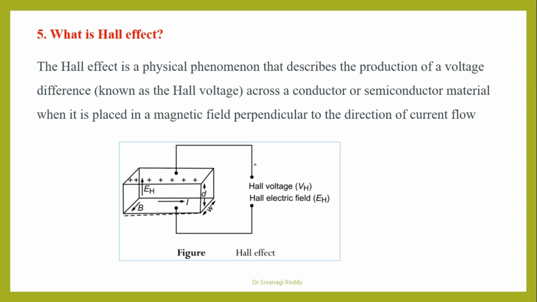Next one is what is the Hall effect. The Hall effect is a physical phenomenon that describes the production of a voltage difference across a conductor or semiconductor material when it is placed in a magnetic field perpendicular to the direction of current flow. So whenever we keep a semiconductor in a magnetic field and electric field which are perpendicular to each other, voltage will be generated in the other direction due to the separation of the charge carriers, those are nothing but the electrons, which gives rise to the voltage. That's what we call Hall voltage, and the phenomenon is called the Hall effect.